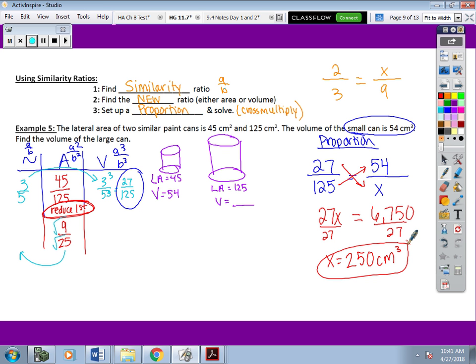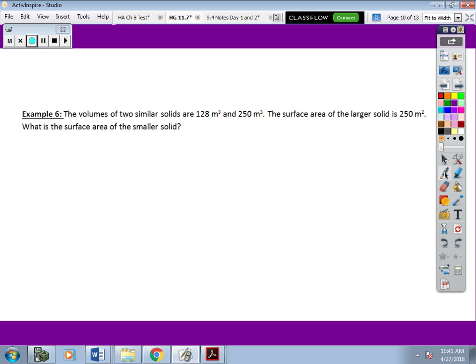Okay, let's try the next one. They give us the volumes, and they want us to find the surface areas. And I'm not going to draw these because we don't even know what they are, just similar solids. And you don't have to draw them, it's kind of a waste of time. Similarity, area, volume. If you don't set up this chart, there's a good chance you're going to make a mistake, but I'm not going to require you to do it.